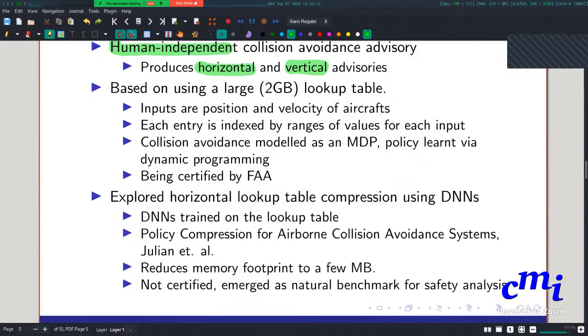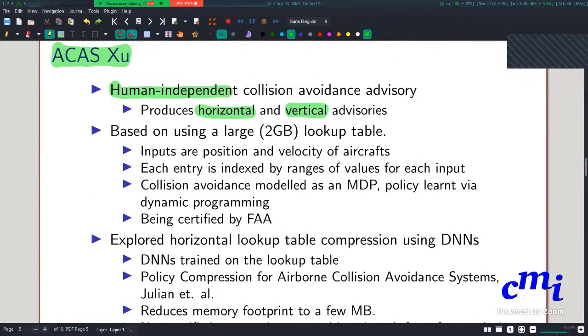Usually, the first time people proposed this ACAS-XU system, they did not propose it as a DNN. In fact, the version that is being certified by the FAA is not a DNN. That version is actually based on a large lookup table, which means that you're just going to have 2 GB worth of tables where each cell in this table is going to be indexed by all of the inputs, right?